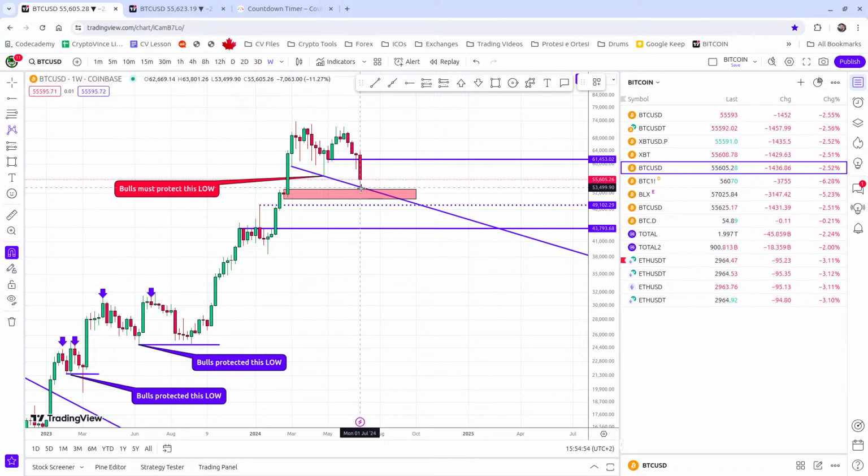In the big picture, we could just wick down to demand, go all the way up, and keep dropping. I don't know if that's too much. I mean, Bitcoin could do it, but yeah, we have to see some reaction here. I'm 50-50 here. I mean, I'm not 50. I'm slightly more bearish. I would say 65% bearish on this.